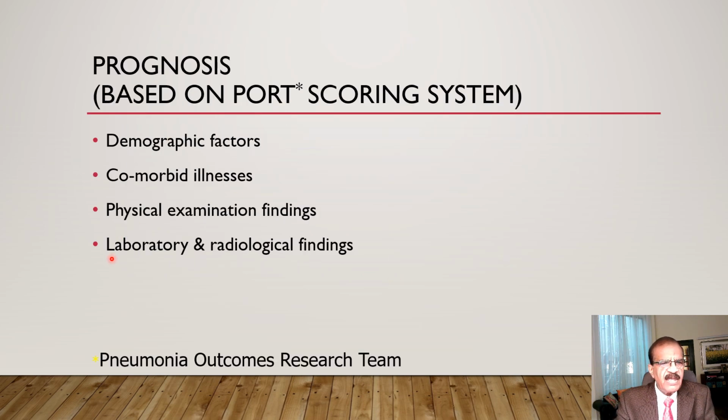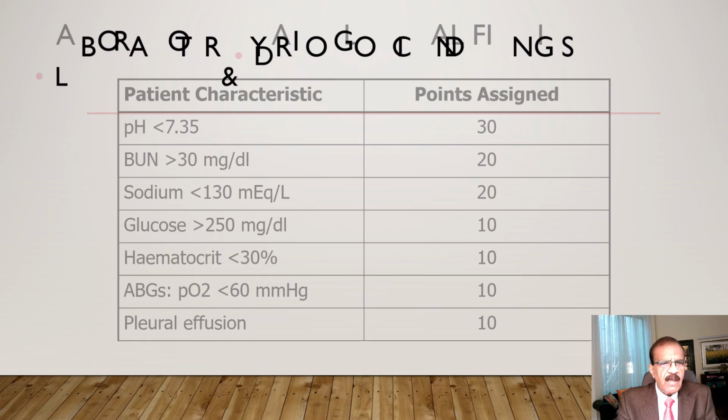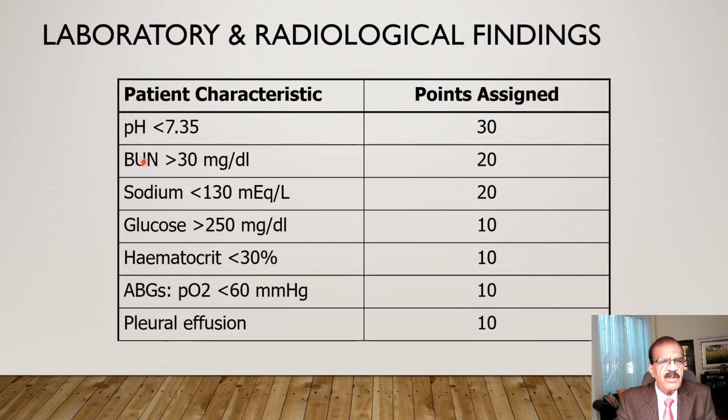Then the last thing is laboratory and radiological findings. In this, if patient has got pH of less than 7.35, he gets 30. BUN of more than 30, 20. Sodium less than 130, 20. Glucose more than 20, 10. Hematocrit less than 30, 10. Arterial blood gases, partial pressure for oxygen less than 60, 10.